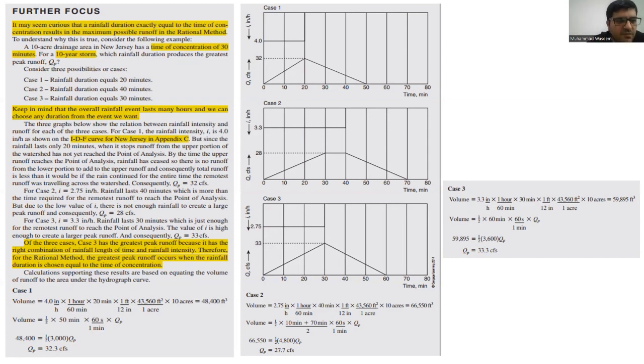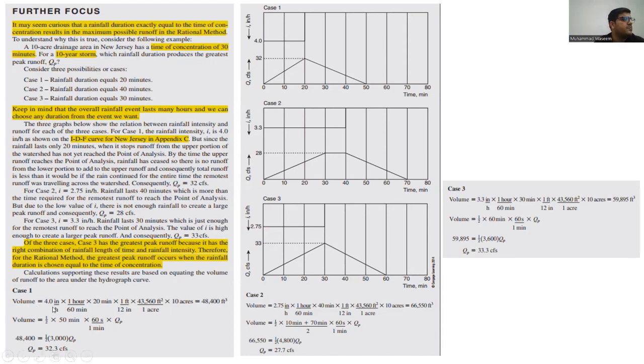So there is no runoff from the lower portion to add to the upper runoff, and consequently total runoff is less than it would be if the rainfall continued for the entire time the remotest runoff was traveling across the watershed, which is equal to the time of concentration. So QP is consequently 32 CFS. This is basically case 1. So let's go to the calculation.